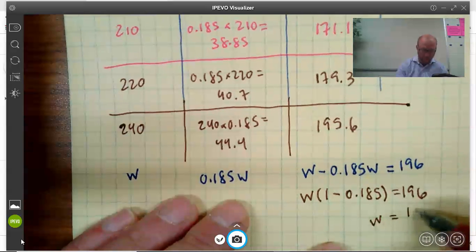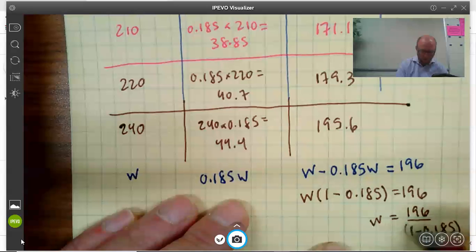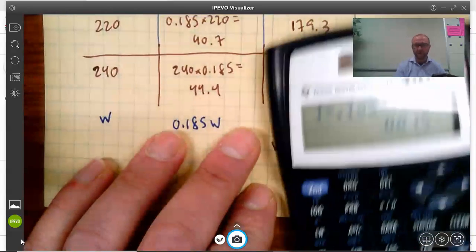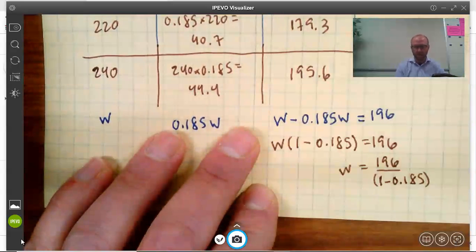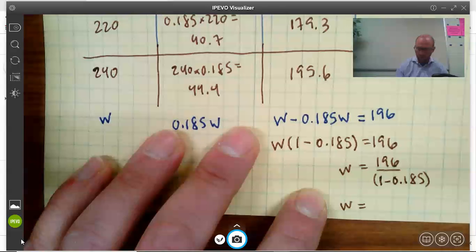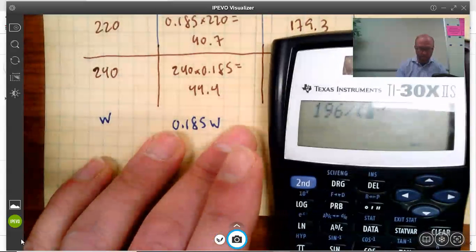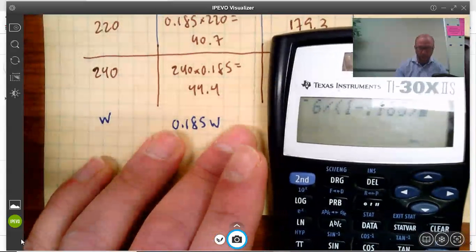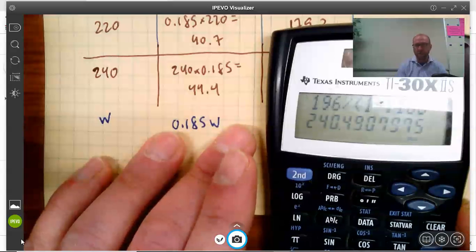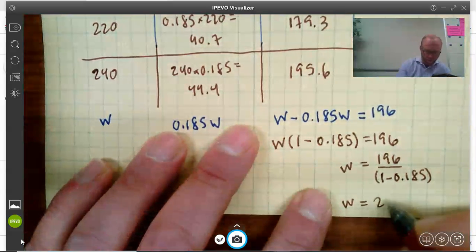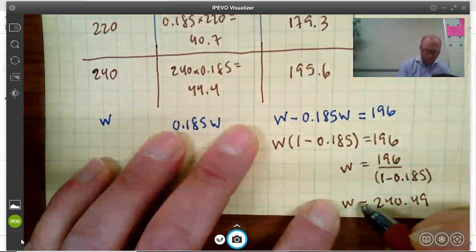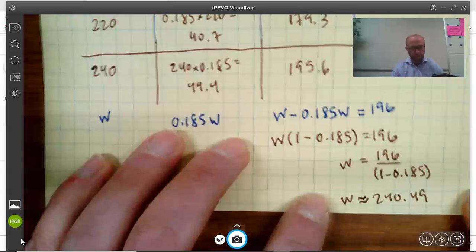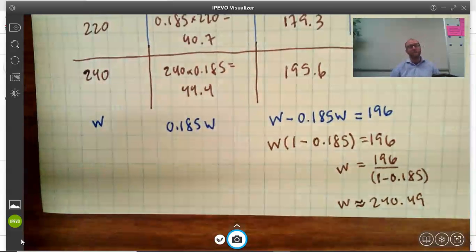So W equals 196 divided by 1 minus 0.185, which I already know is 0.815. Let's find out what that is: 196 divided by 0.815 gives us 240.49. That's approximate, rounded off a little bit. So about 240.49 pounds. It would take us a long time to get there using guess and check.